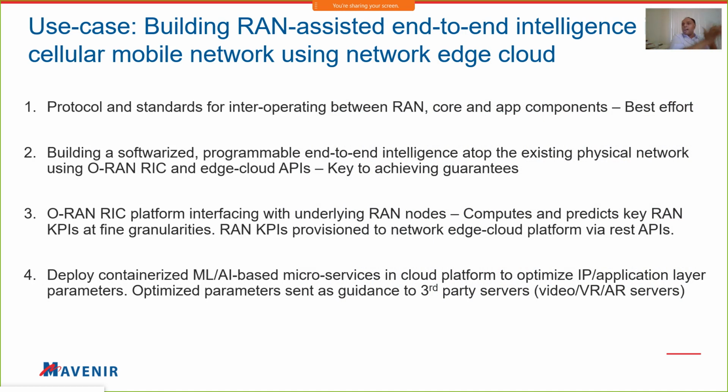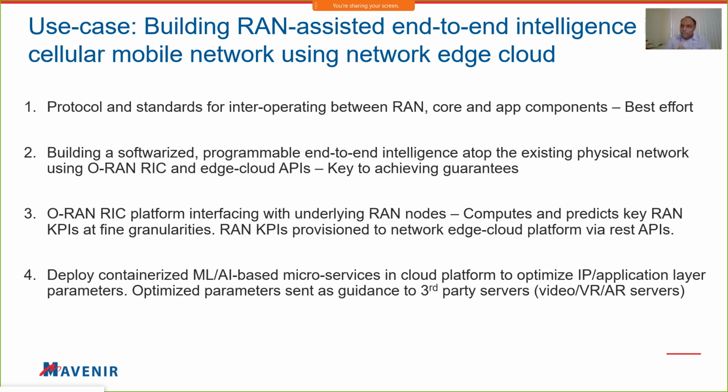Now, coming to the last part, we spoke about optimizing the cellular RAN using Open RAN technology. How can you optimize the performance of the end-to-end network using Open RAN technology? Now, in addition to the Open RAN technology, we also talk about a network edge cloud platform. Now, the traditional networking components interoperate with each other based on protocols and standards, and it is always best-effort service. In order to meet the performance guarantees that are required for serving network slices, we build a programmable layer of end-to-end intelligence as a virtual layer on top of an underlying physical network. We make use of the RIC and the network edge cloud.